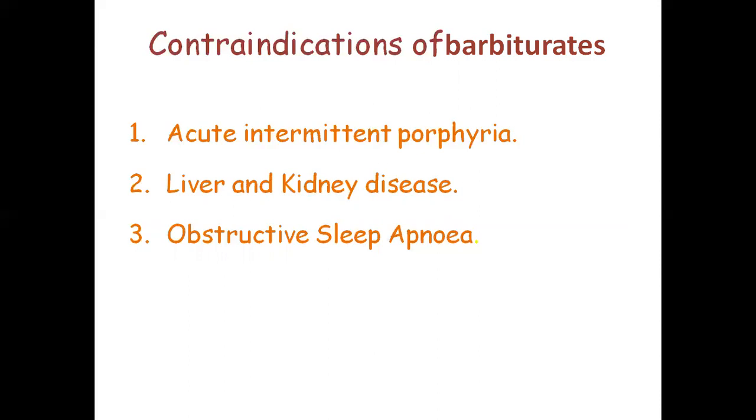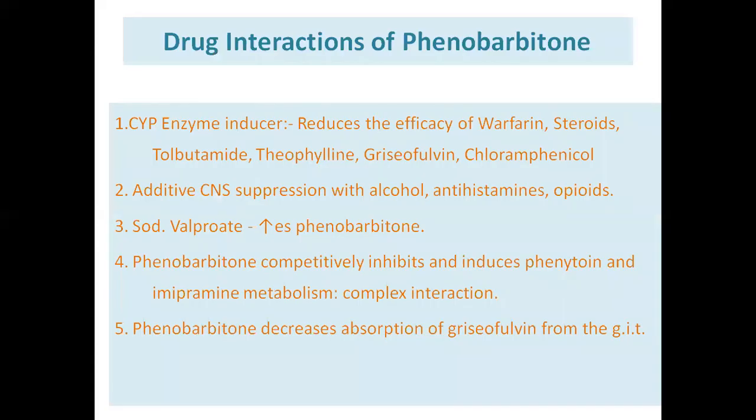Coming to the contraindications of barbiturates: acute intermittent porphyria, liver and kidney disease, as well as obstructive sleep apnea. Now the drug interactions of phenobarbital, especially because it is an enzyme-inducing agent. It induces many CYP enzymes, so it reduces the efficacy of drugs which are metabolized by these enzymes, like warfarin, steroids, tolbutamide, theophylline, griseofulvin, and chloramphenicol. It reduces the efficacy of these drugs because it induces the CYP enzymes, so that these drugs will be metabolized faster.